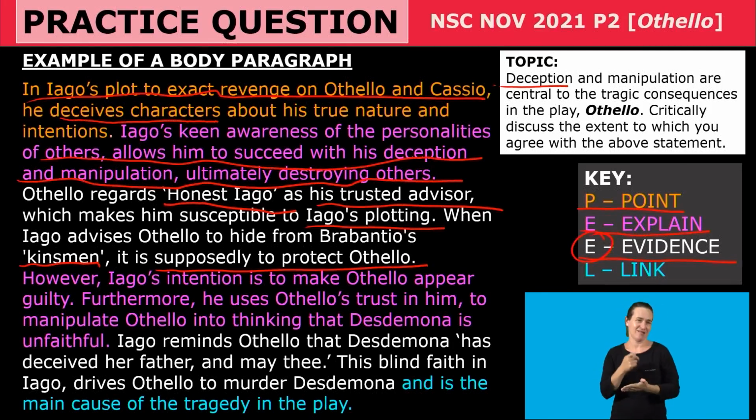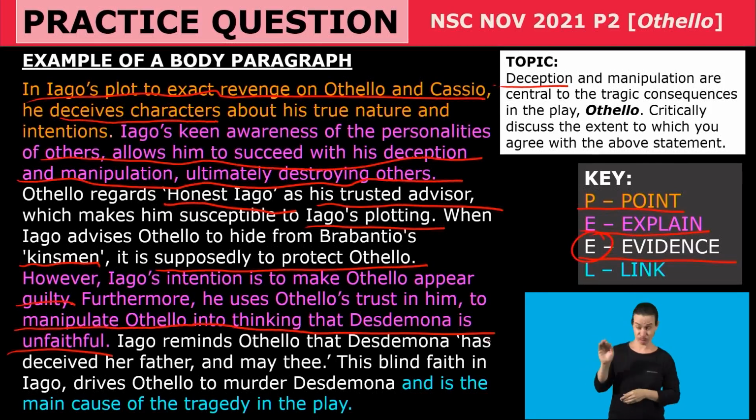Further explanation. However, Iago's intention is to make Othello appear guilty. Furthermore, he uses Othello's trust in him to manipulate Othello into thinking that Desdemona is unfaithful. Now, evidence. Iago reminds Othello that Desdemona has deceived her father and may deceive him.